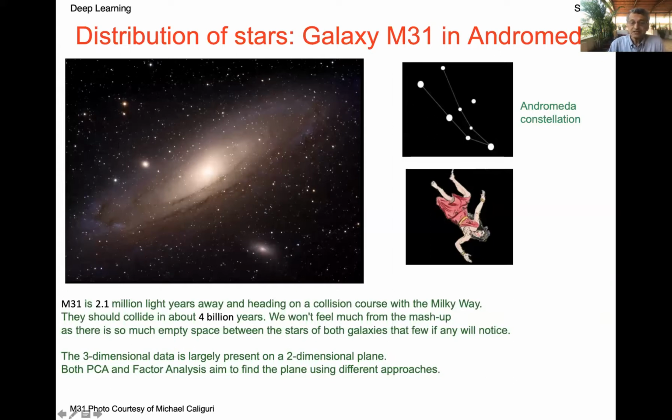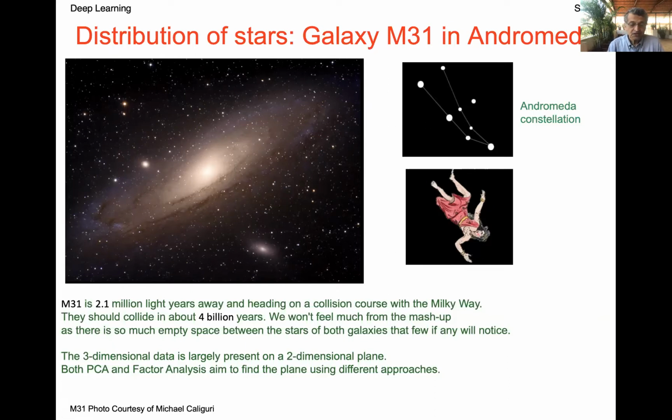This is the Andromeda constellation. Why is it called Andromeda? This is the Greek goddess, I think, Andromeda. So you can see the form of the Andromeda in these stars here. Okay, that's why they called it Andromeda.